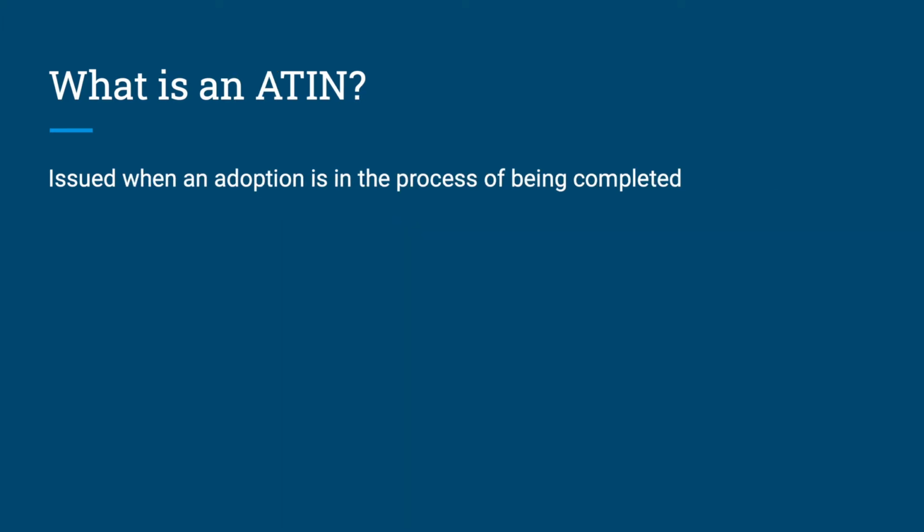So an ATIN, we don't see these very often. I don't think in any returns that I've done in the past or reviewed that I ever saw an ATIN, but it is something to be aware of. It's basically issued when an adoption is in the process of being completed, because oftentimes when parents are in the process of adopting a child, they can go ahead and take advantage of some tax benefits that would typically be allotted to parents, even though the adoption is not completed at that time. And so an ATIN, it serves much the same purpose as an ITIN, but it's issued in the case when an adoption is in the process of being completed.